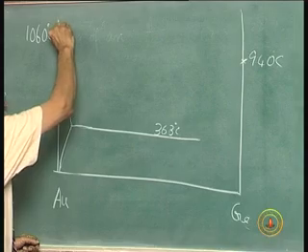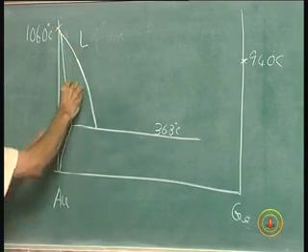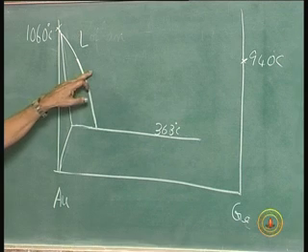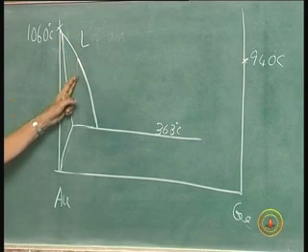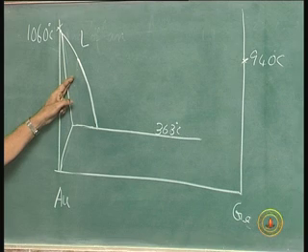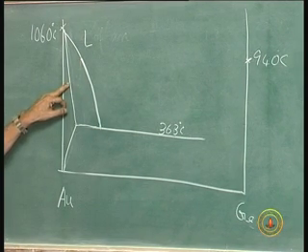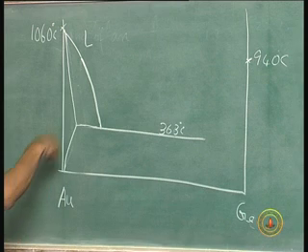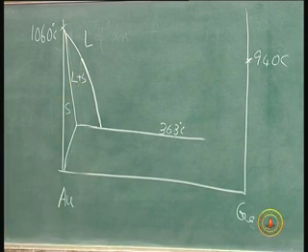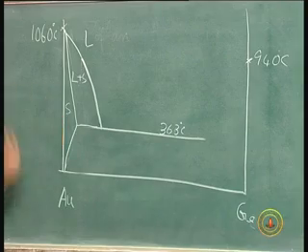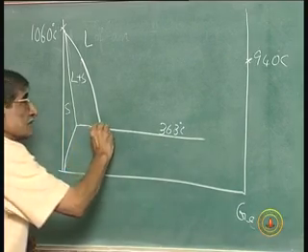Now that is a liquid. Liquid plus solid, solid. Liquid, liquid plus solid, and solid. That is, when you come down from this side like this, there will be precipitation of solid, and the composition of solid will be given by this curve. Okay, liquid plus solid, and this is solid. Okay, you do not have to worry about that. What I am focusing on is this point.